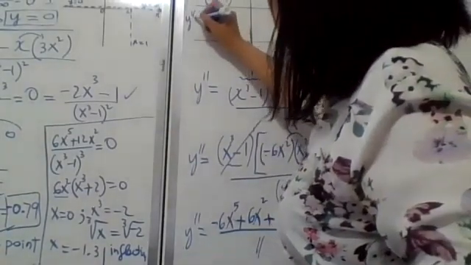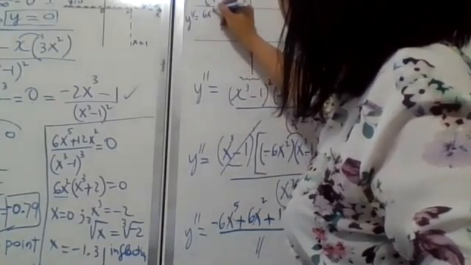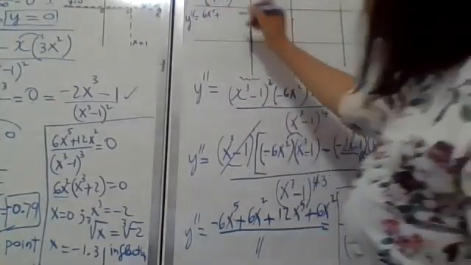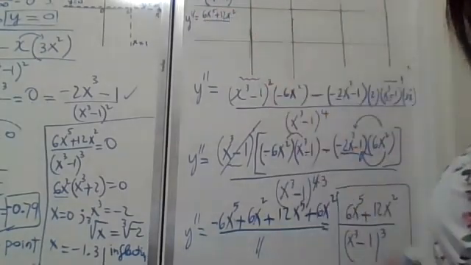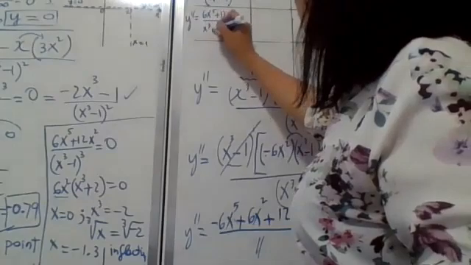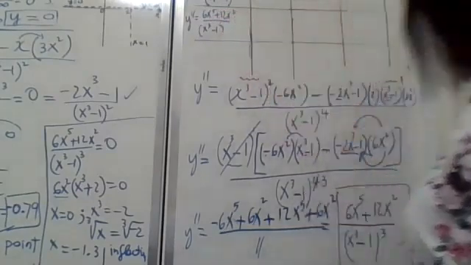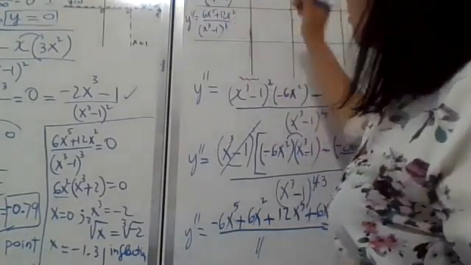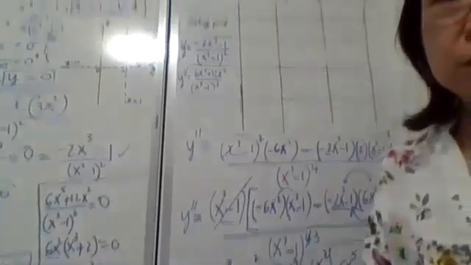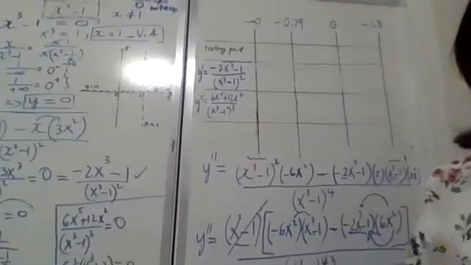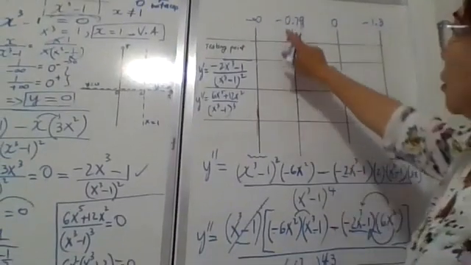So you see our y prime equals 6x to the power 5 plus 12x squared, all of this over x to the power 3 minus 1, all of this to the power 3. Okay, so now let's choose the testing points. So let's look back here.